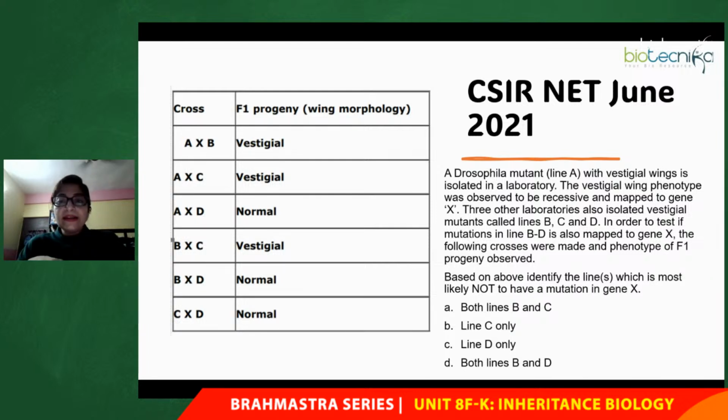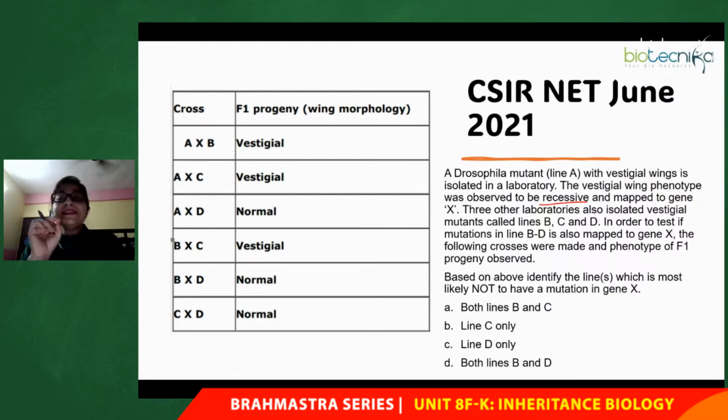So the question says that Drosophila mutant line A with vestigial wing is isolated in a laboratory. The vestigial wing phenotype was observed to be recessive and mapped to gene X. Three other laboratories also isolated vestigial mutants called line B, C, and D. In order to test if the mutations in line B and D are also mapped to gene X, the following crosses were made and phenotype of F1 progeny observed.